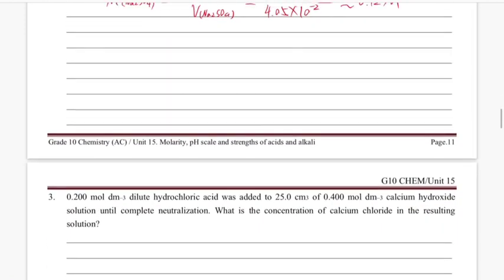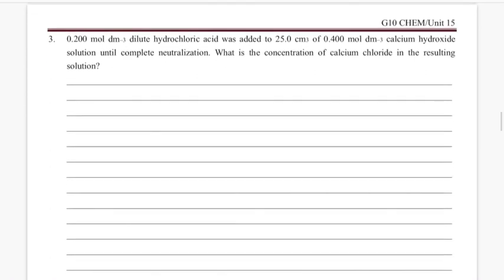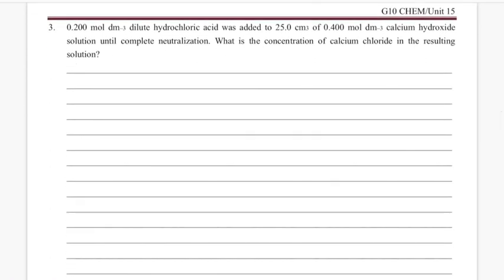And the last question, question 3. For this one, again, we use the highlighter to help us distinguish the information we are given. We have 0.2 molar dilute hydrochloric acid that reacts with 25 cm cube of 0.4 molar calcium hydroxide solution until complete neutralization. So what is the concentration of the calcium chloride in the resulting solution?